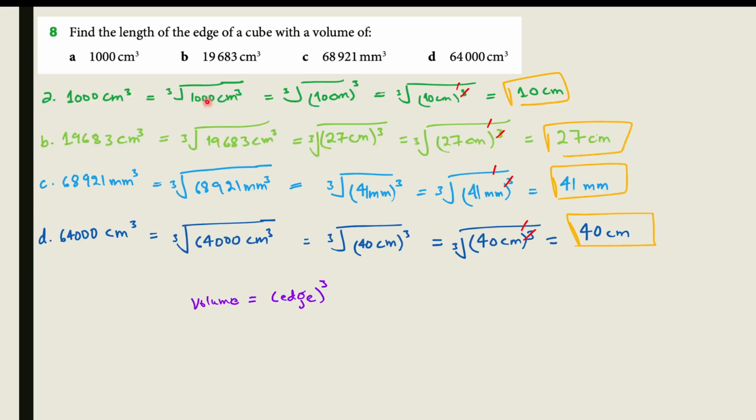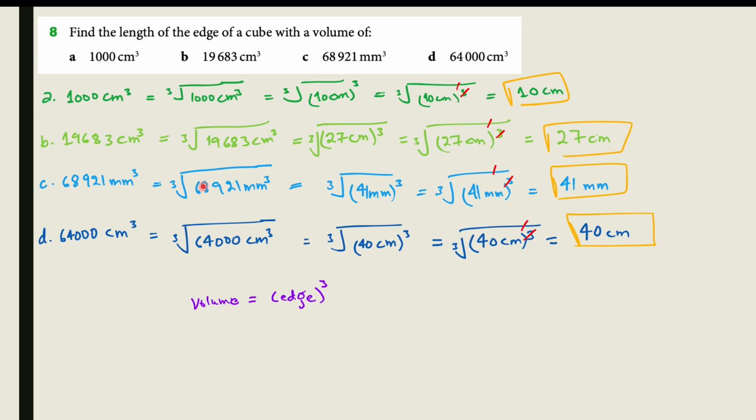The cube root of 1000 centimeter cube: we can write 1000 centimeter cube as 10 centimeter whole cube. We have taken the cube root in here, and we have written 1000 centimeter cube as 10 centimeter whole cube. So this cube gets cancelled with the cube root, and we get 10 centimeter. So the cube with the volume of 1000 centimeter cube has an edge length of 10 centimeter.